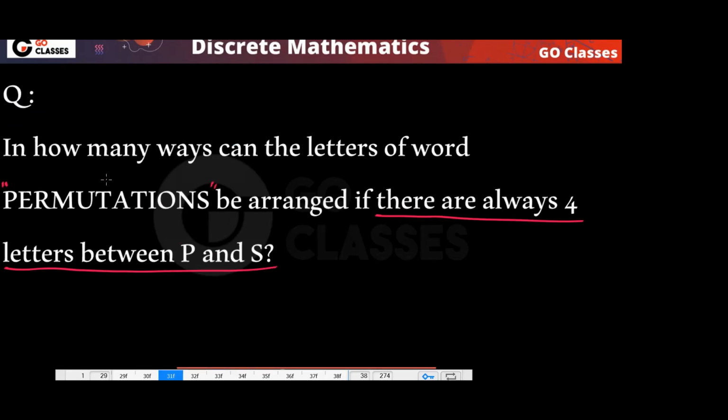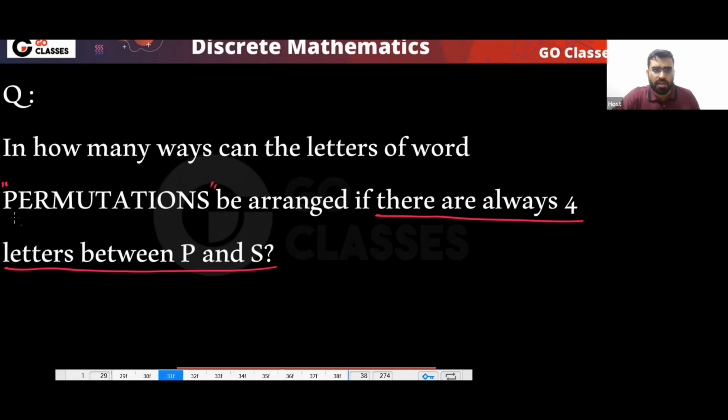There is an additional condition here. There are a total of 12 positions. P comma S should have 4 positions between them.